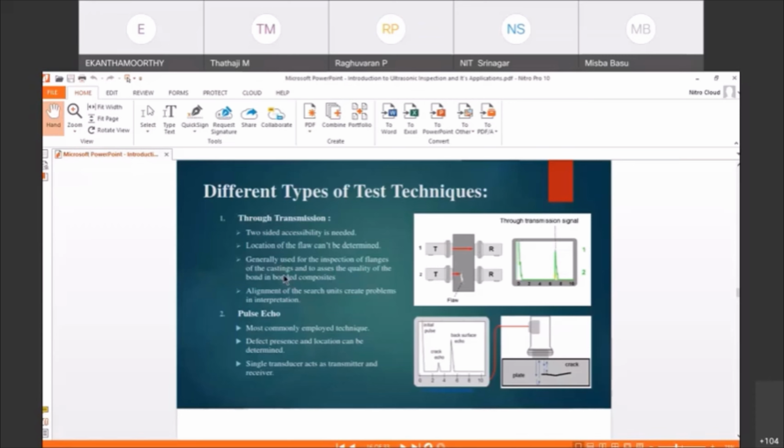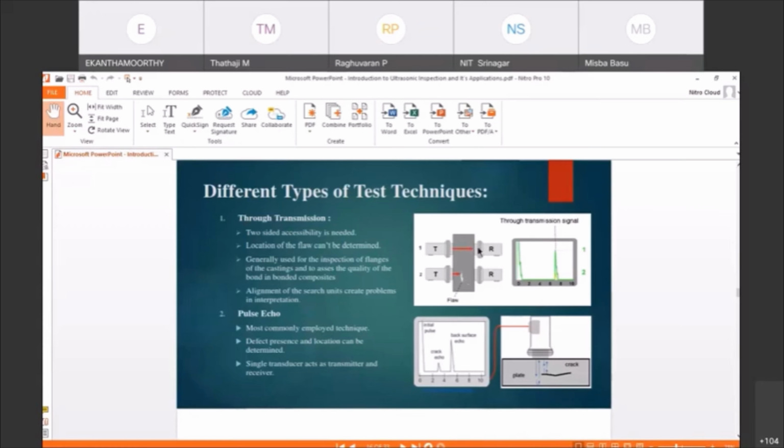If you say through transmission, here in the block diagram, especially this method is for checking the quality of the bonding in bonded composites. Why? In the pulse echo, as I told, the same crystal will send the signal and receive. But in this through transmission, we keep a separate transmitter probe and a separate receiver probe. It will transmit the signal from here to here, send and receive, whereas in pulse echo the same crystal sends and receives.